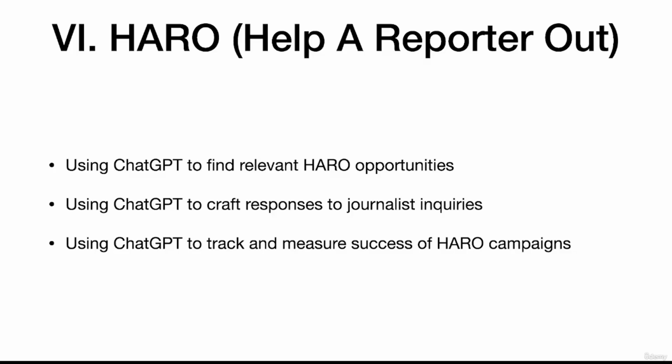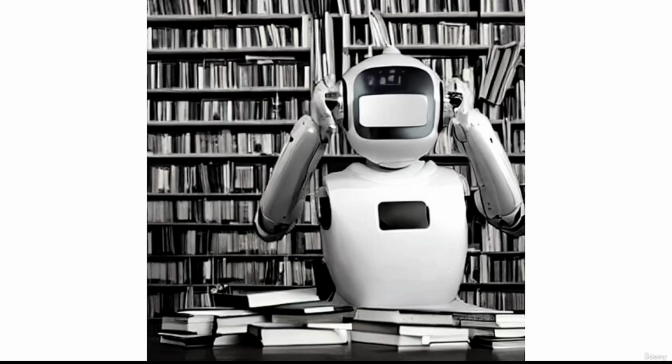Then, how you can automate the whole process using ChatGPT to find relevant HARO opportunities. By inputting keywords and topics related to your industry, AI can help you identify journalist inquiries that you could potentially contribute to as a source. Finally, we'll talk about using ChatGPT to track and measure the success of your HARO campaigns. This can include tracking the number of times you were quoted, the reach of the article, and any resulting traffic or leads. By analysing this data, you can see which tactics are working and make adjustments to your strategy.